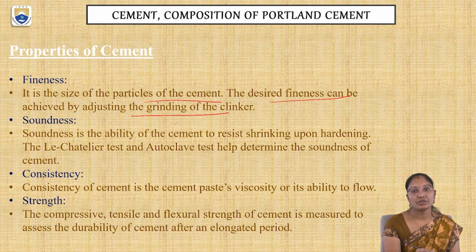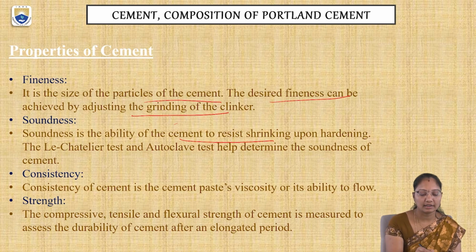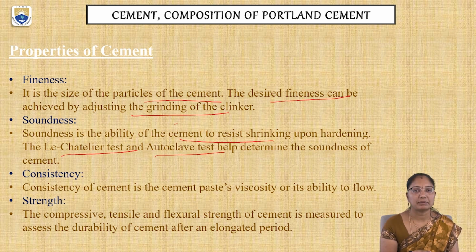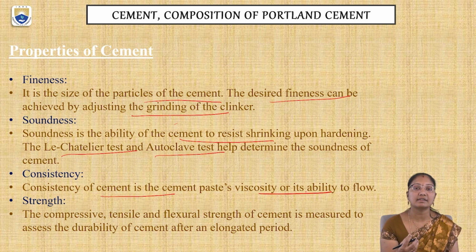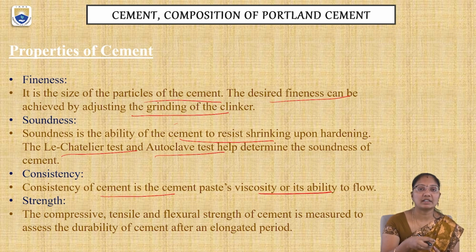Next is soundness. Soundness is the ability of the cement to resist shrinking upon hardening. The Lee-Chatelier test and autoclave test help in determining the soundness of the cement. By doing these two tests, namely the autoclave and Lee-Chatelier tests, we can know the soundness of the cement. Then there is consistency. The consistency of the cement paste is its viscosity and ability to flow. Whether the consistency is good or not, we can check by the flow of the cement paste.